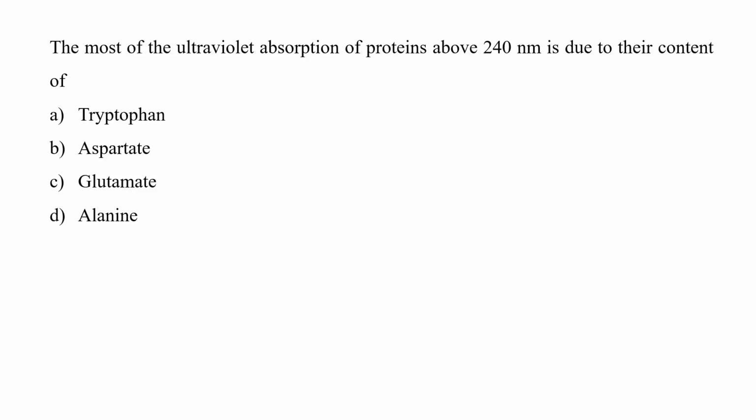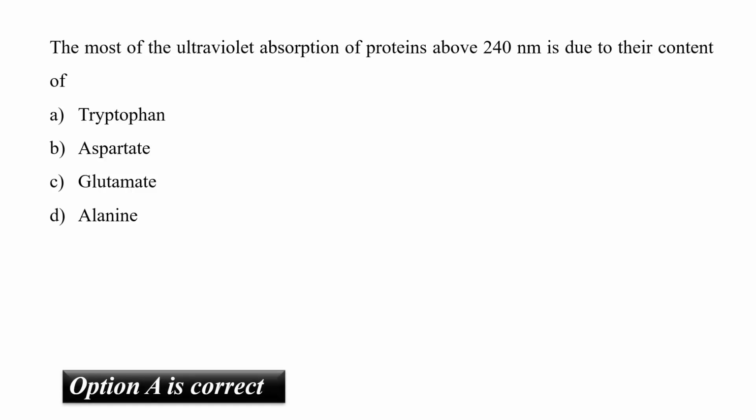The most of the UV absorption of proteins above 240 nanometer is due to their content of... That's very simple. Commonly, the optical absorption of protein is measured at 280 nanometer. At this wavelength, the absorption of protein is mainly due to the aromatic amino acids like tryptophan, tyrosine, and to some extent cysteine. So here in the given question, option A is the correct answer.